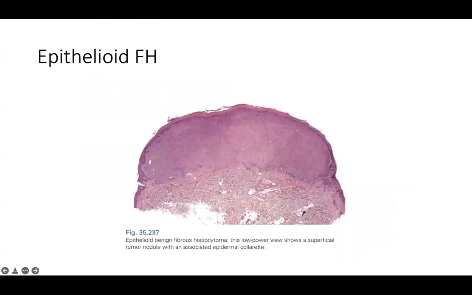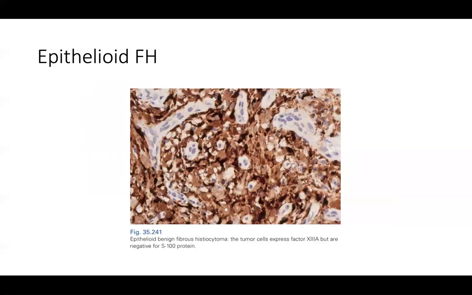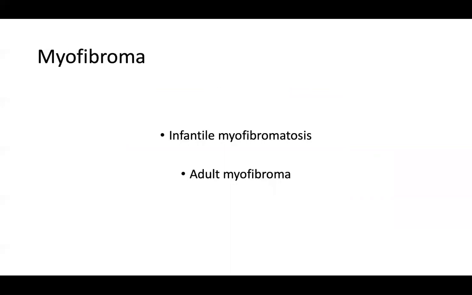But again, that collarette, the epithelioid cells, and the symmetry and well-circumscribed nature of it, the histology, you could put that in your differential diagnosis before you have any IHC whatsoever. Here is an example of the tumor cells expressing factor 13A, but not S100. And so that would help you rule out melanocytic lesions.